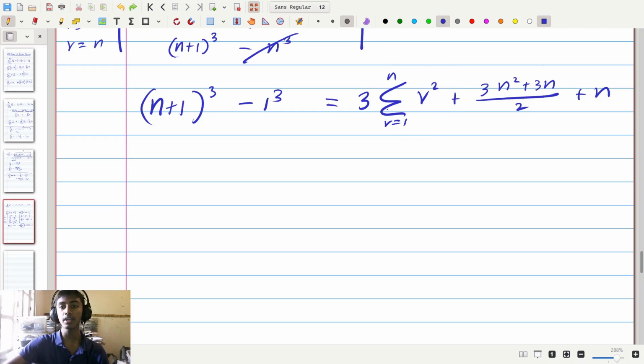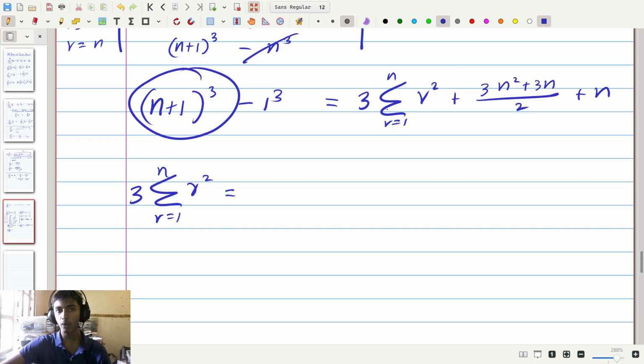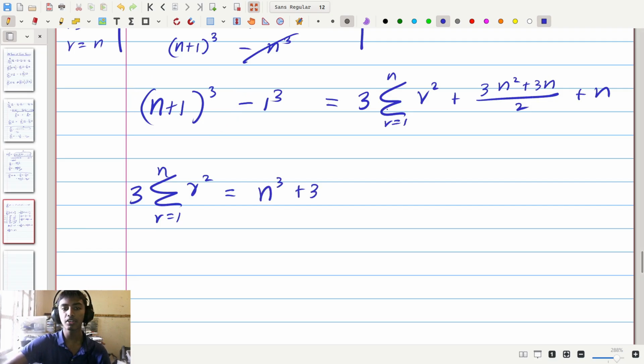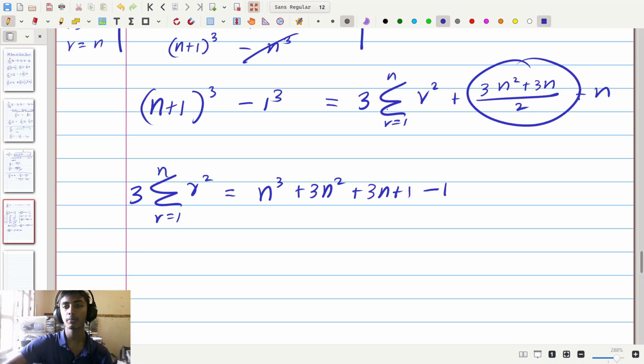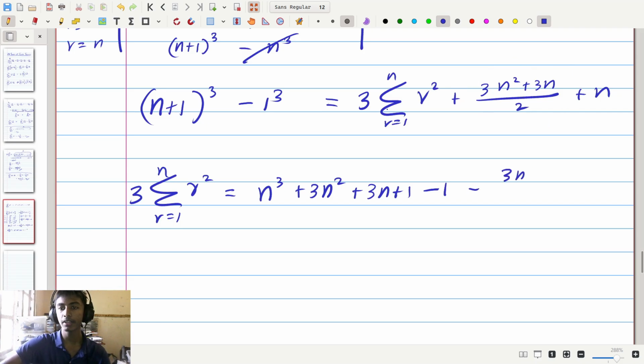Doing so, let's take all of this stuff to this side and write just 3 times the sum of r equals 1 up to n of r squared on the left hand side. We can see if we do that, the sum 3 times the sum from r equals 1 up to n of r squared is equal to n plus 1 cubed, which I'm going to simplify using the binomial expansion as n cubed plus 3n squared plus 3n plus 1, and then there's a minus 1, so we have minus 1, and this term is going to become minus 3n squared plus 3n divided by 2, and this plus n is going to become minus n.